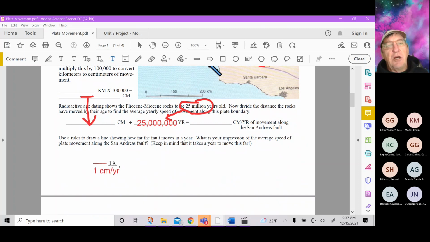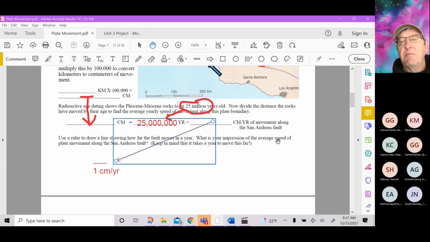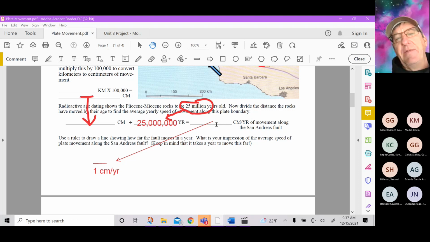So you're going to draw this line that matches your answer over here. Whatever you got here, you draw that line to match, right? And I'm going to tell you also that there is some variation in your answers. It's not like I'm looking for an exact answer. I'm looking for an answer that's in the right range.